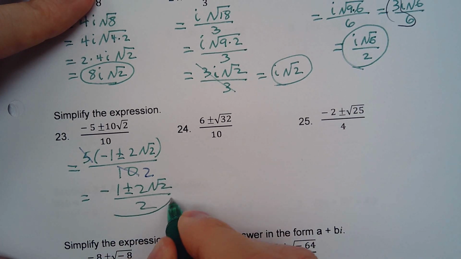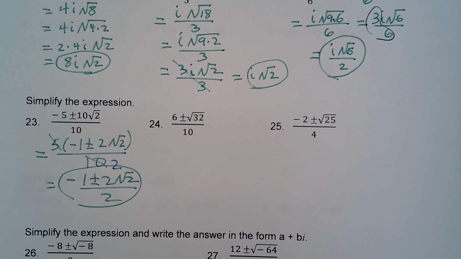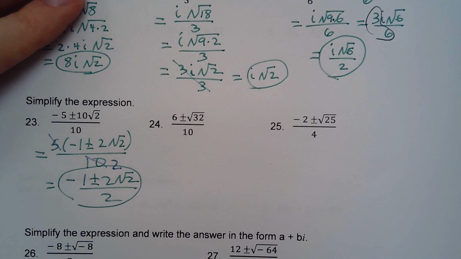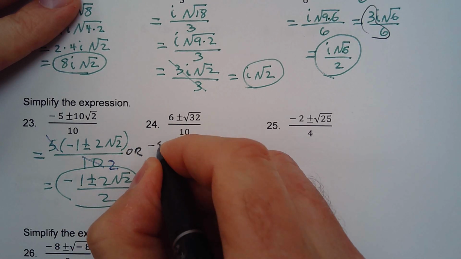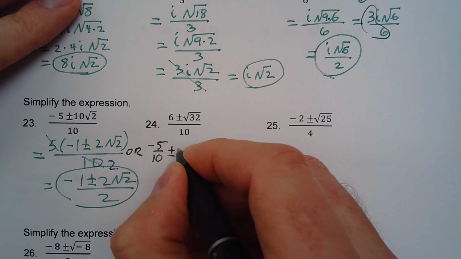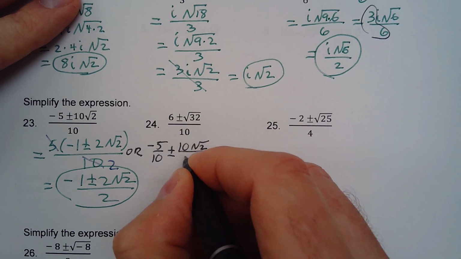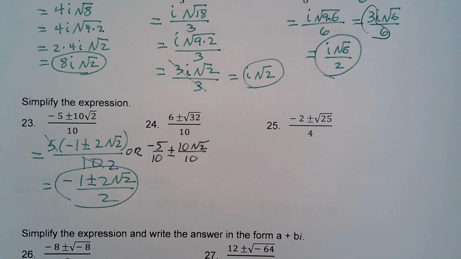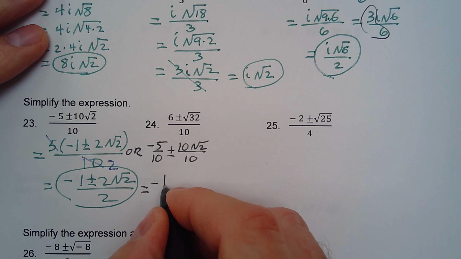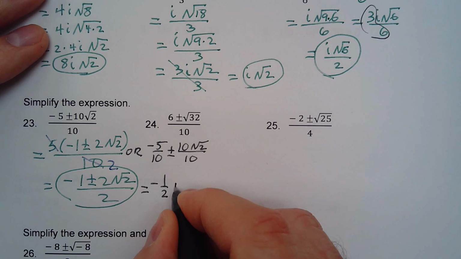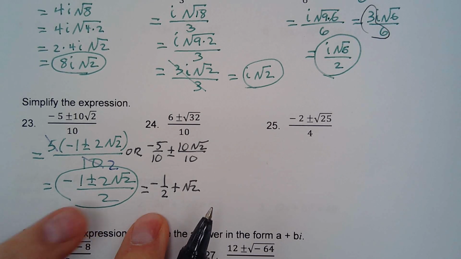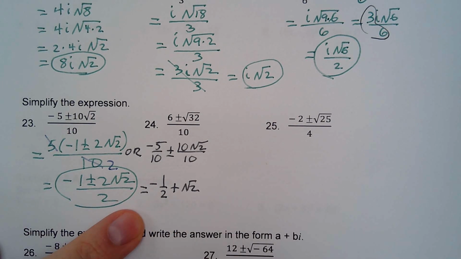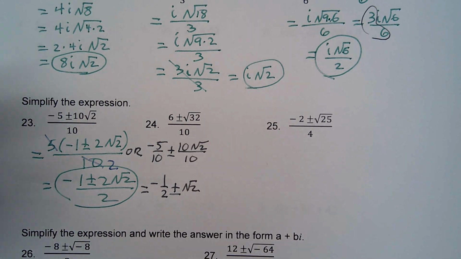Now, the other way you could have done this is you could have taken that 10 and done it in each term. So I'm going to put, or, negative 5 over 10 plus or minus 10 square root of 2 over 10. So you could do it that way, and that would simplify to negative 1/2 plus or minus square root of 2. And these are equivalent. If you were to put this in the calculator and then put this in the calculator, you would get the same thing.